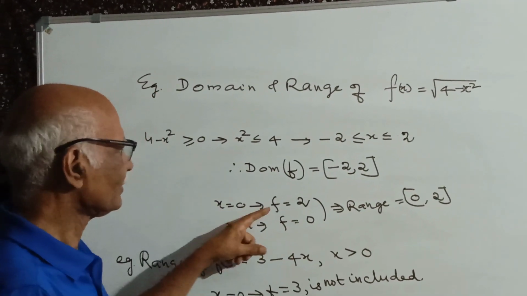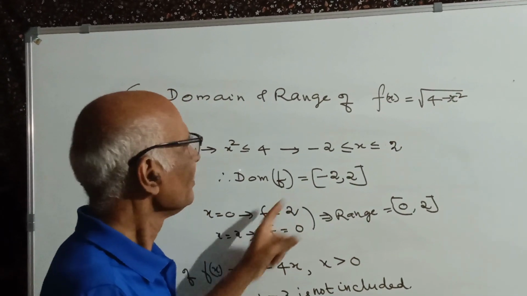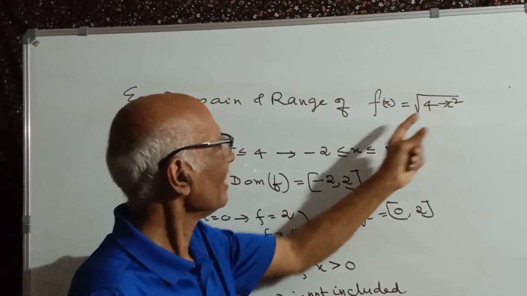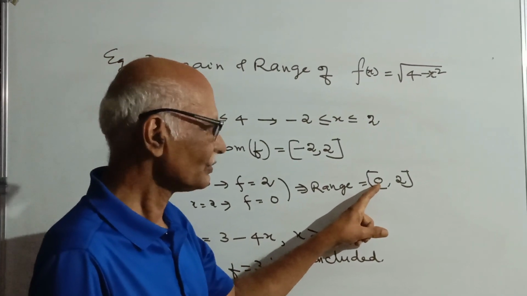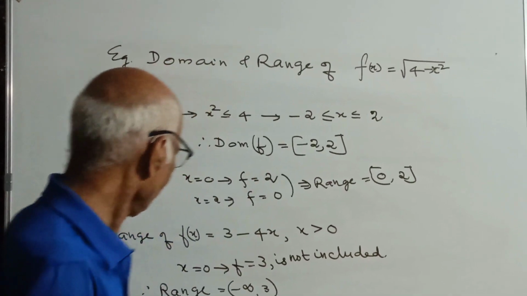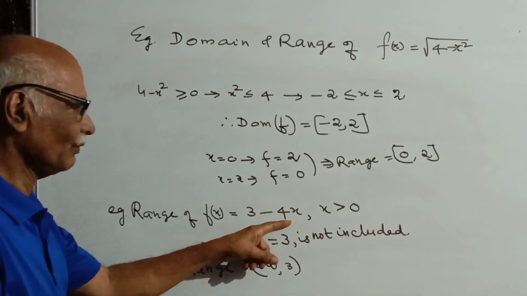Now when x equals 0, the f value is 2. When x equals 2, the f value is 0. So the range is the closed interval 0 to 2.